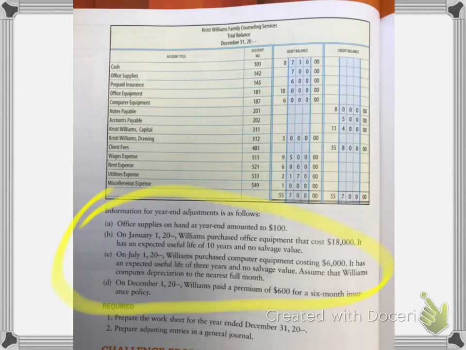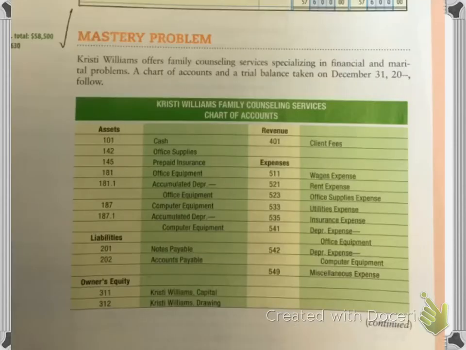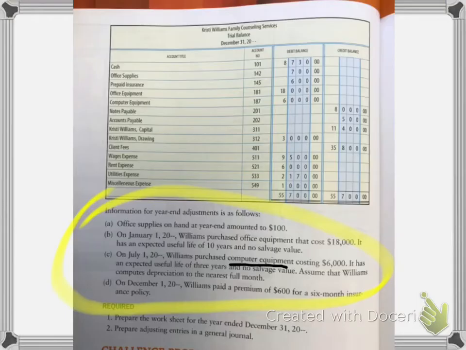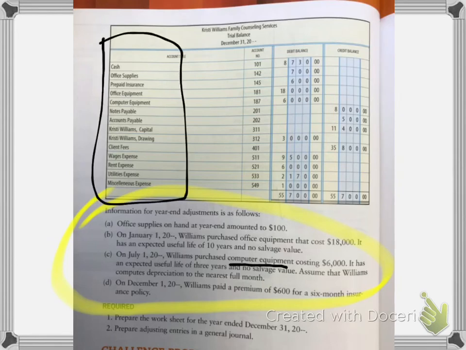So for entry C, this is computer equipment. We will debit depreciation expense computer equipment, and we're going to credit accumulated depreciation computer equipment. Again, that's why you had to make sure that you included every account on the chart of accounts, because if you just included these, you would not have the accounts you need to make these adjusting entries.